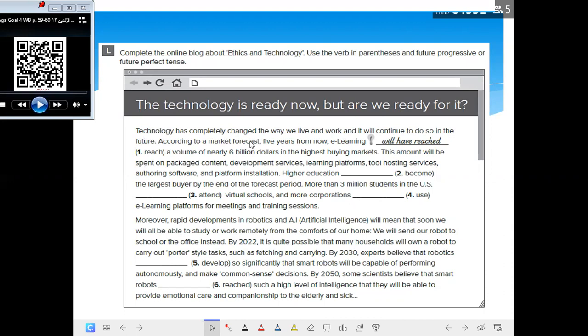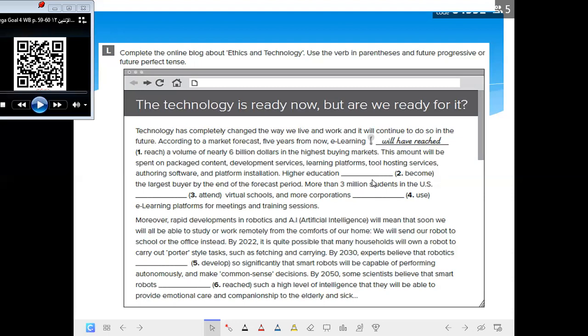Technology has completely changed the way we live and work, and it will continue to do so in the future, according to a market forecast. 5 years from now, e-learning will have reached a volume of nearly $6 billion in the highest buying markets. This amount will be spent on packaged content development service, learning platform, tools, hosting service, authoring softwares and platform installation, higher education.